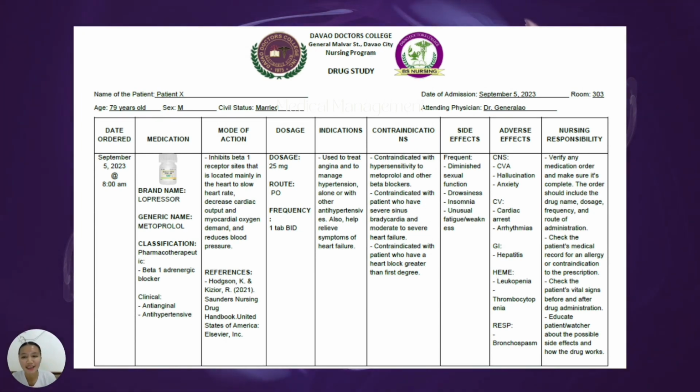And for the adverse effects, for the central nervous system, we have CVA or cerebrovascular accident, hallucination, anxiety. For the cardiovascular, we have cardiac arrest and arrhythmias. For the gastrointestinal, hepatitis. And for the hematologic, leukopenia, which is a condition where the body doesn't have enough disease-fighting white blood cells in the blood.